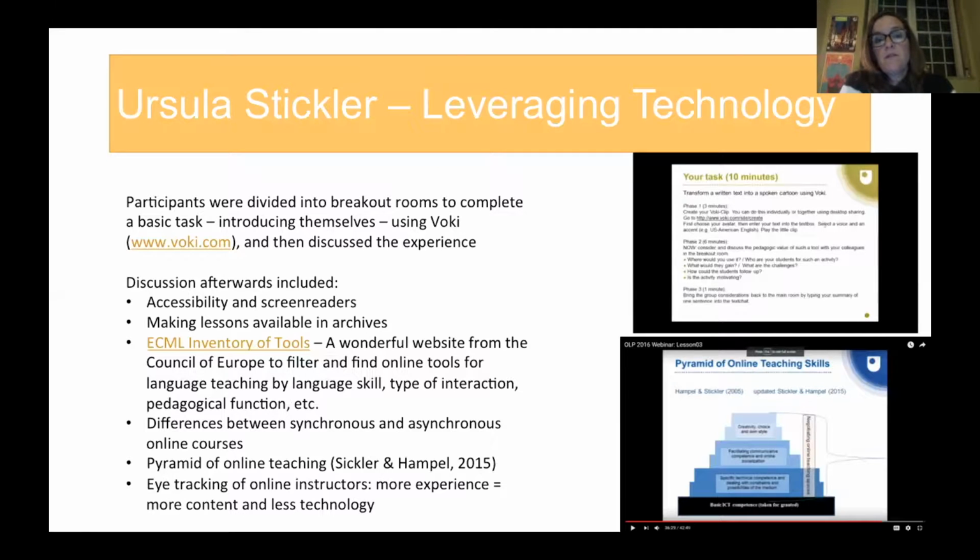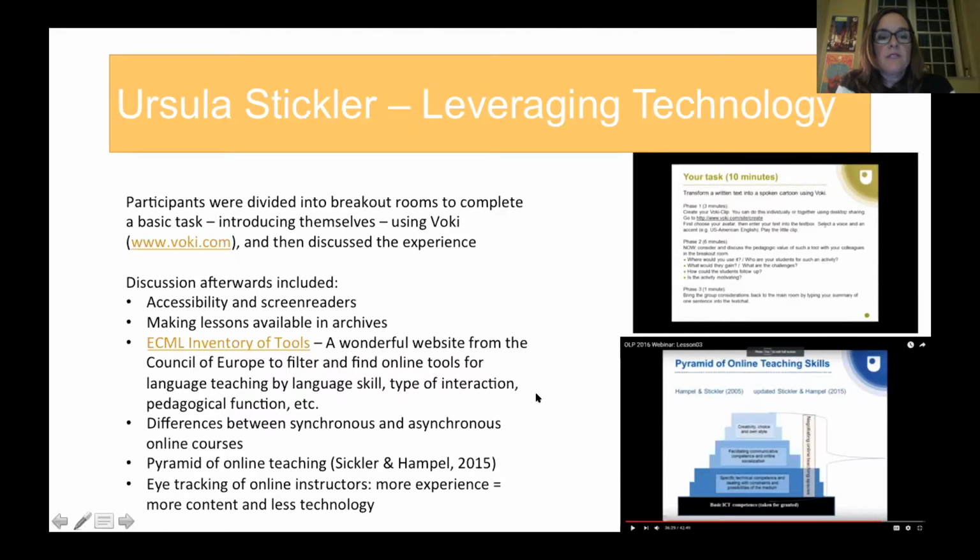We talked about the differences between synchronous and asynchronous online courses. So what can you leverage best in the synchronous mode? What works better and which tools lend themselves more to an asynchronous course. And she showed us this pyramid of online teaching. I know it's probably a little small on your screen over here. But she talked about the foundation of online teaching and how you build your skills as an online teacher. And you can go back and look at that within her presentation as well.